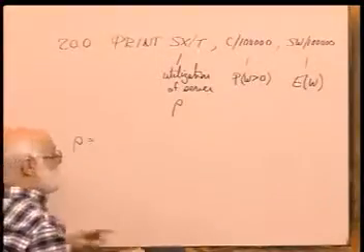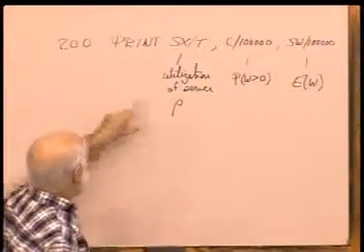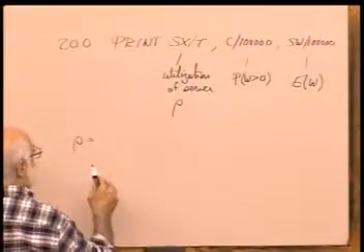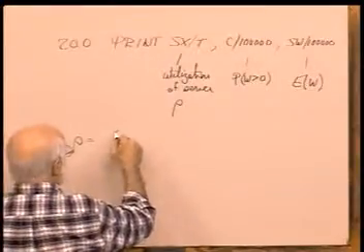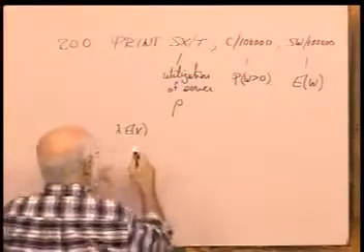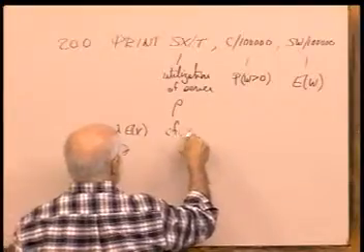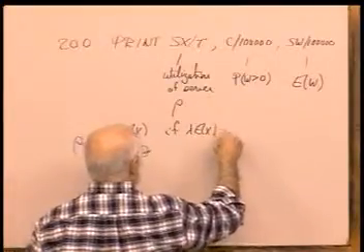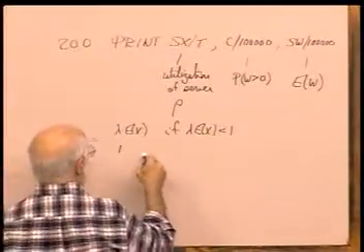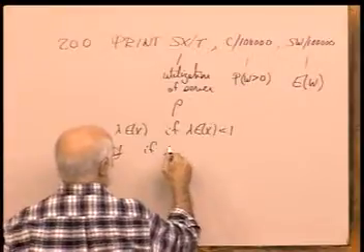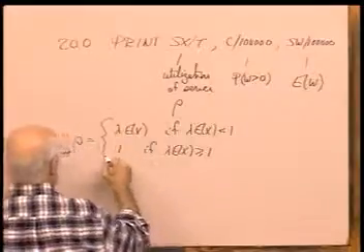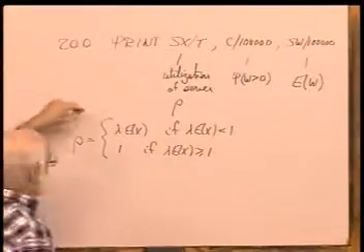Now, I'm not deriving this, although it's not a big deal to derive. Rho, remember, is the utilization of the server, or the fraction of time the server is busy. According to the theory, the way you get rho is you take the arrival rate times the average service time. And that's the answer if that value is less than 1. And the answer is 1. The utilization is 100% if that value is not less than 1.